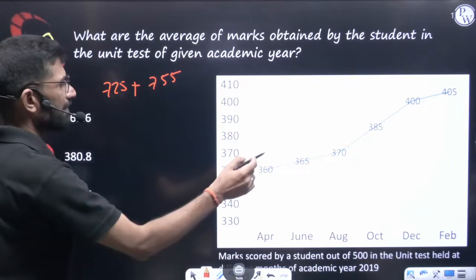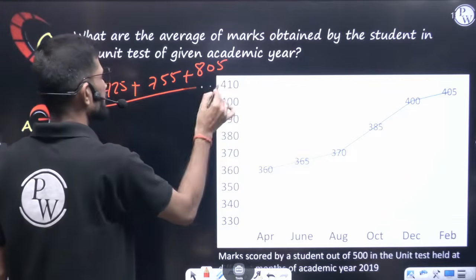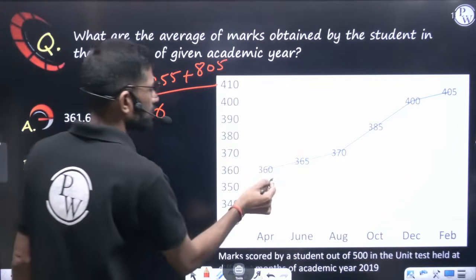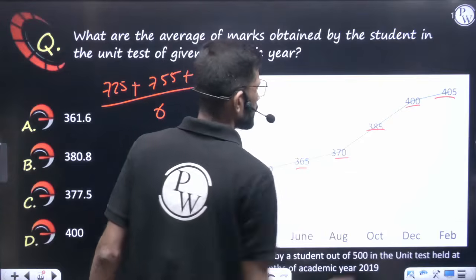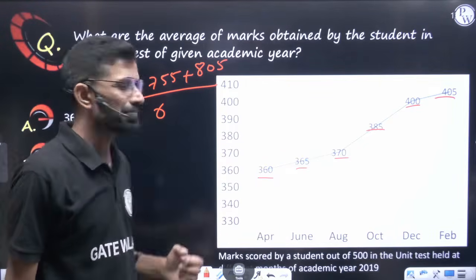Then further we have 400 plus 405, which is equal to 805. All we have to do is add and divide by 6, because 6 are there in total. You can write one by one and add. It is not that, I am just combining so that it will be an easy calculation.